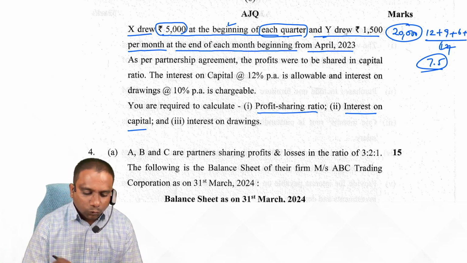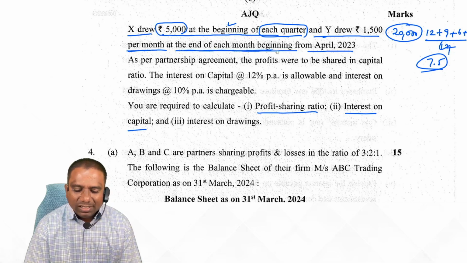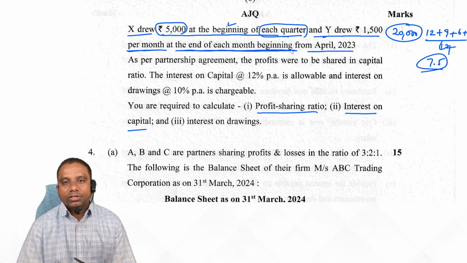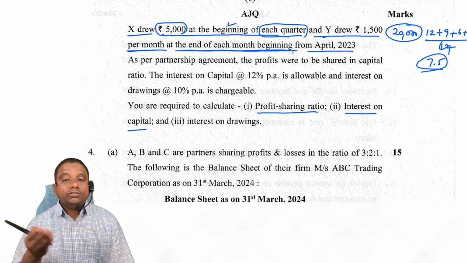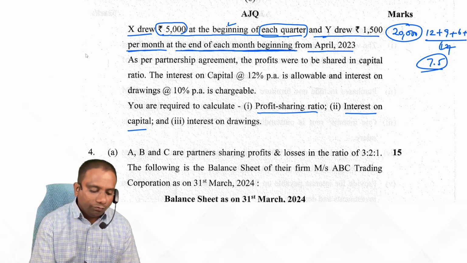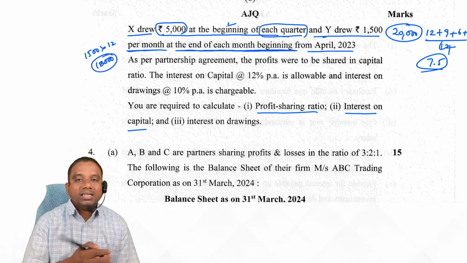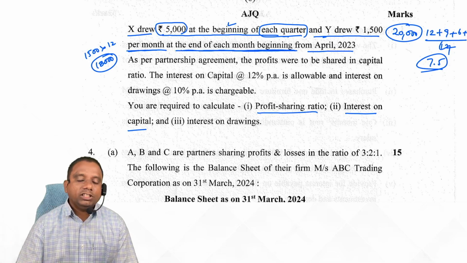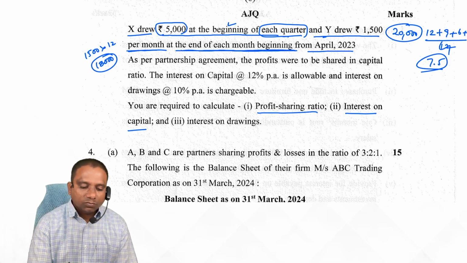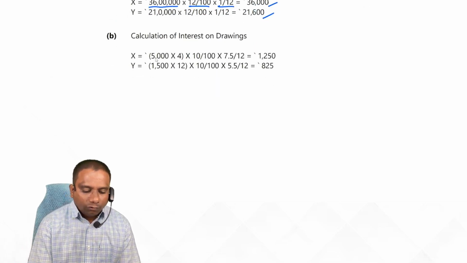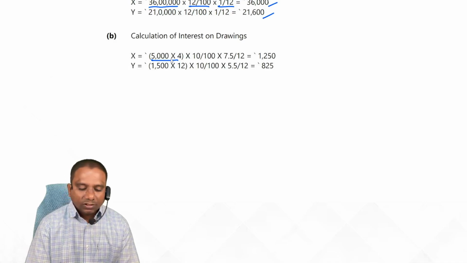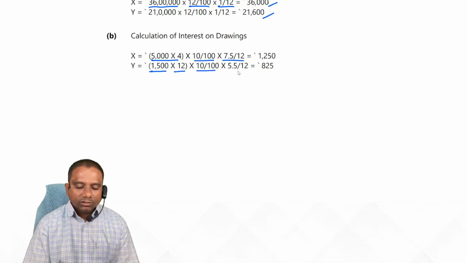In the same manner, Y also, per month at the end of each month, beginning from April 2023. From April onwards, he is withdrawing 1500 every month. So 1500 into 12 months comes to around 18,000 rupees. He has withdrawn this total amount at the end of each month. For this also we have a calculation. Now look at it, 5,000 into 4 quarters into 10%, the rate of interest given. We have to calculate 7.5 months average. And for Y, 1500 every month he is withdrawing into 12, rate of interest 10%. This is the average, students.